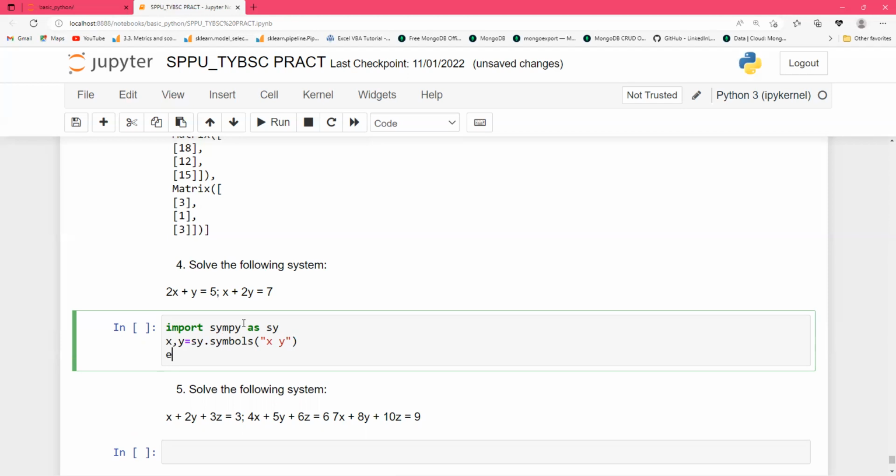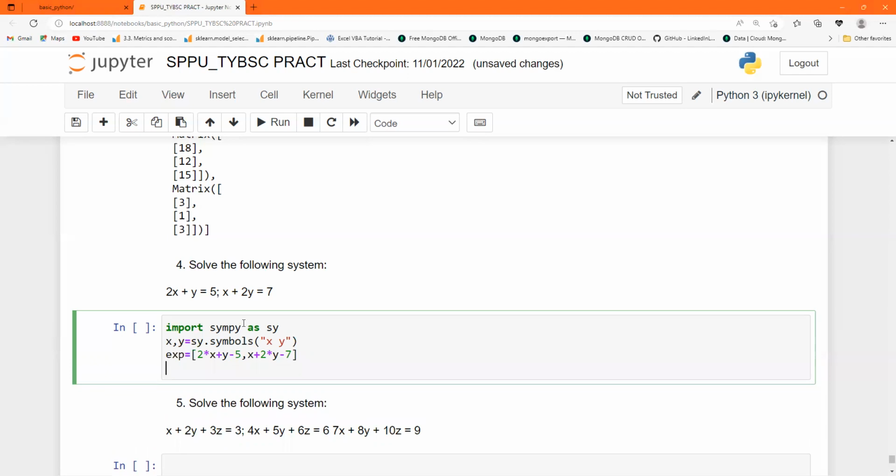Now I have to write the expression. I'm writing this expression in a list. There are 2 expressions. The first expression is 2x plus y, so I'm writing 2 into x plus y, equal to 5, that means minus 5, so I'm converting it to minus 5. The second expression is x plus 2y, x plus 2 into y, and is minus 7. So this is the expression.